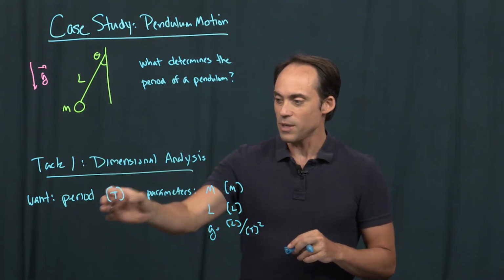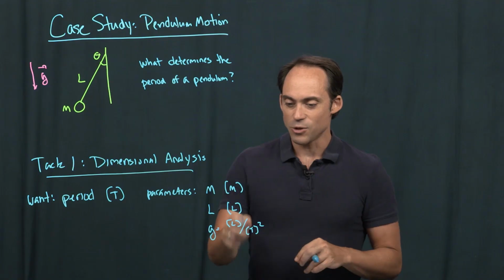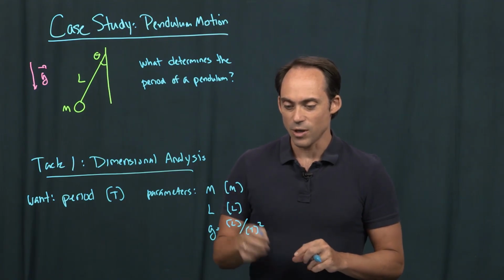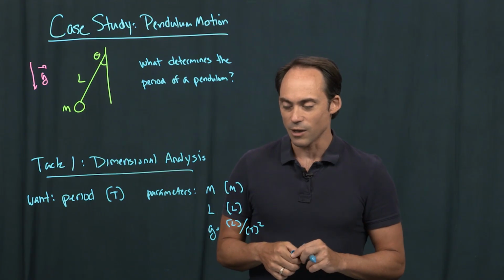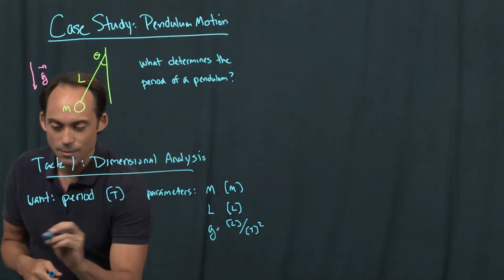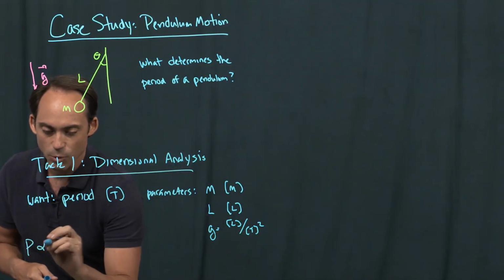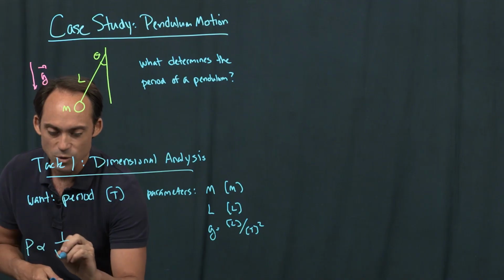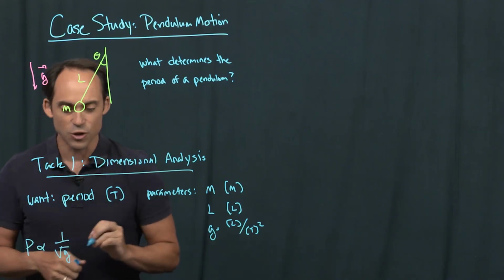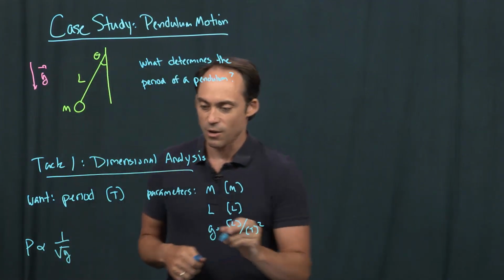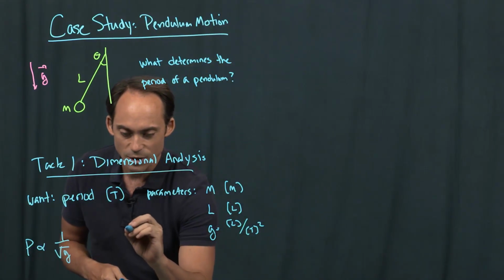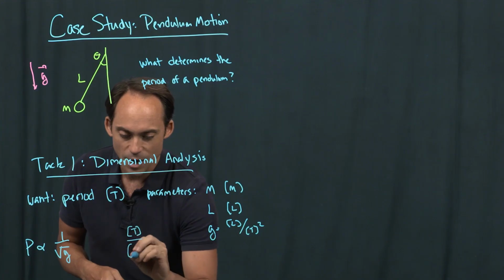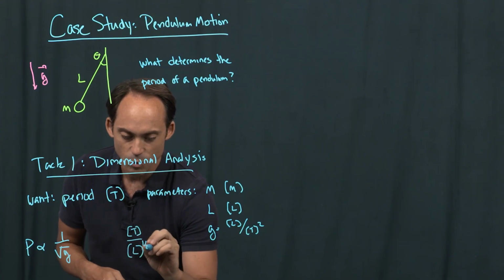Well, so we want something that has to do with time, and surface gravity has a time unit in it, so it's 1 over time squared. And so our first attempt could be that the period is proportional to 1 over the square root of g. So let me write down those units over here. That's going to be dimensions of time divided by the dimensions of length to the 1/2 power.